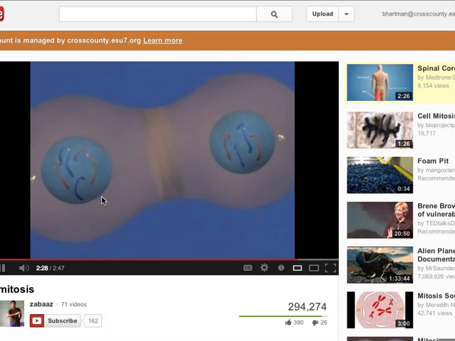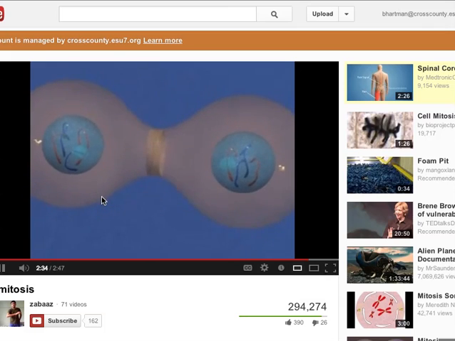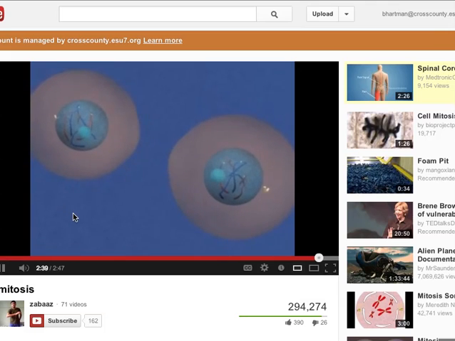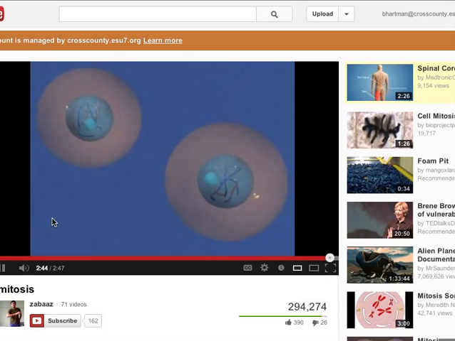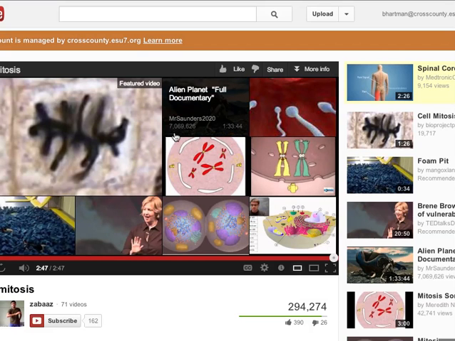A contractile ring causes cytokinesis, leaving two daughter cells, each genetically identical to the parent cell. What happens to the organelles? Do they just split up? Good question. They get split up among both cells. There are hundreds of mitochondria, at least in most cells.